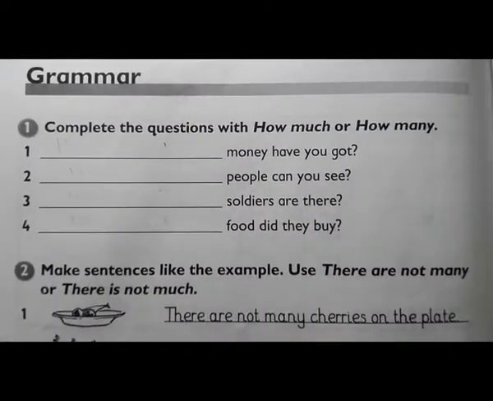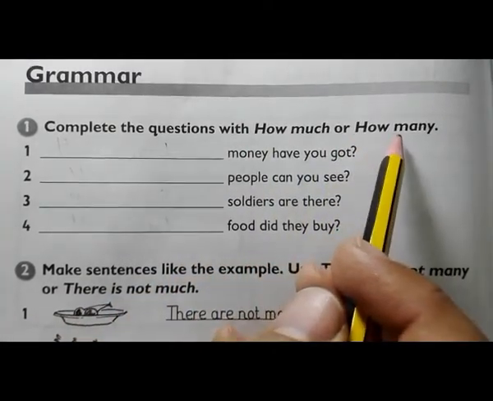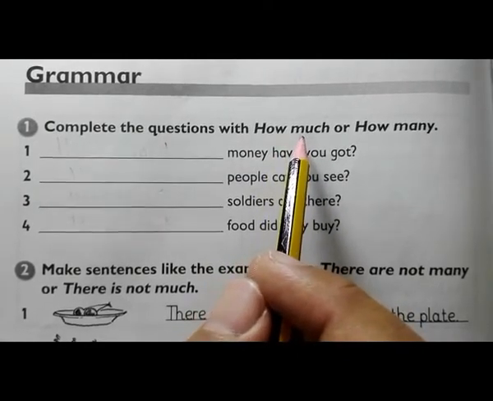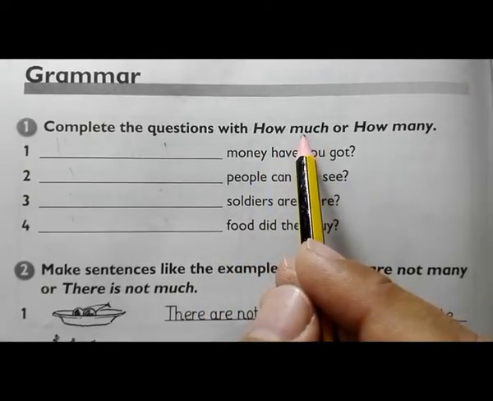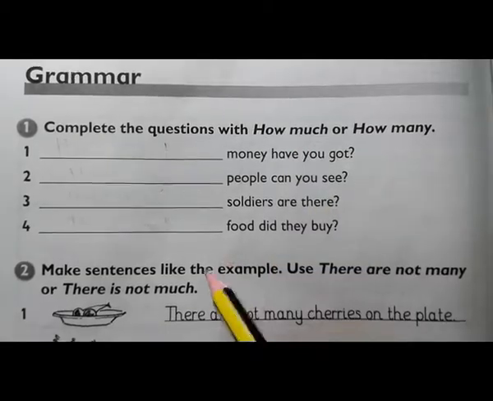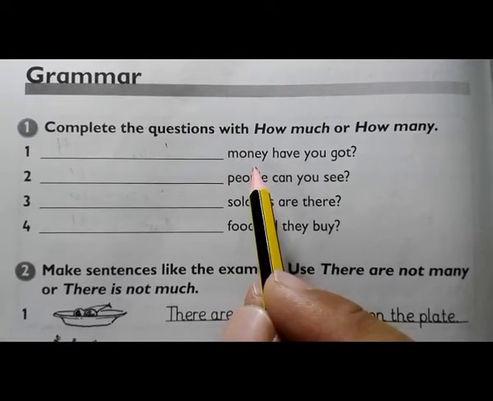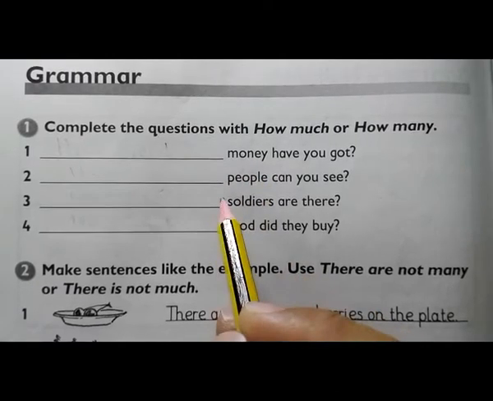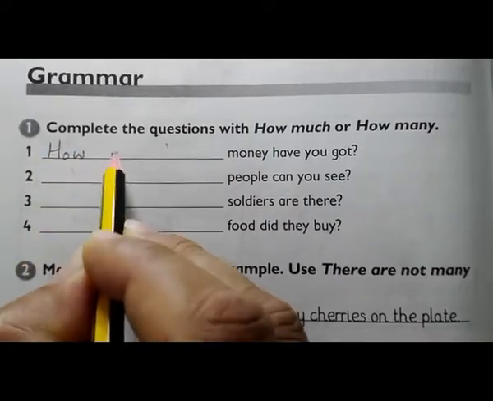So my dear student, this is page number 100 and question number 1 on this page says complete the questions with how much or how many. How many is used for things that we count in numbers like 1, 2, 3, okay? But how much is used for things we do not count. Now look here, number 1 we have money. Money, we do not count money. The money is an uncountable noun, so we will write here how much.